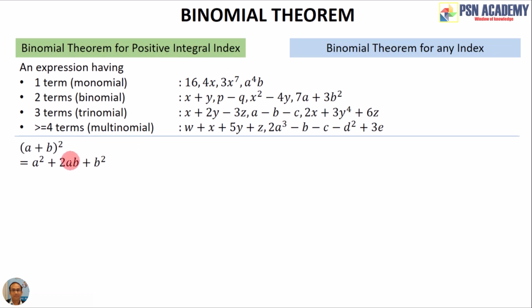(a + b)² = a² + 2ab + b². Now how did you get it? You go like this: (a + b) times (a + b). That means this a and this a multiplied becomes a². Then this a and this b will give you ab. This b and this a will give you another ab, and this b will give you b².